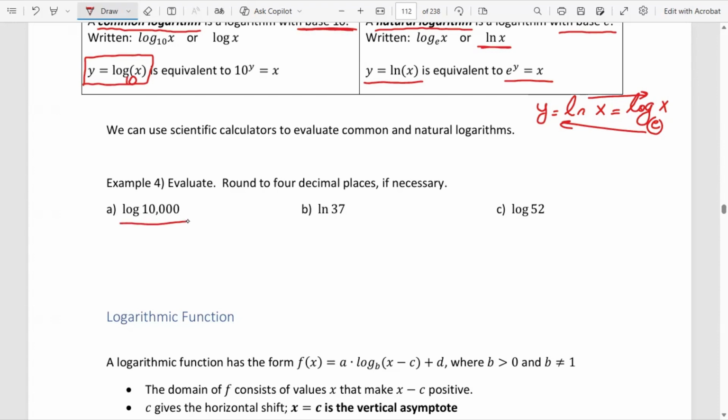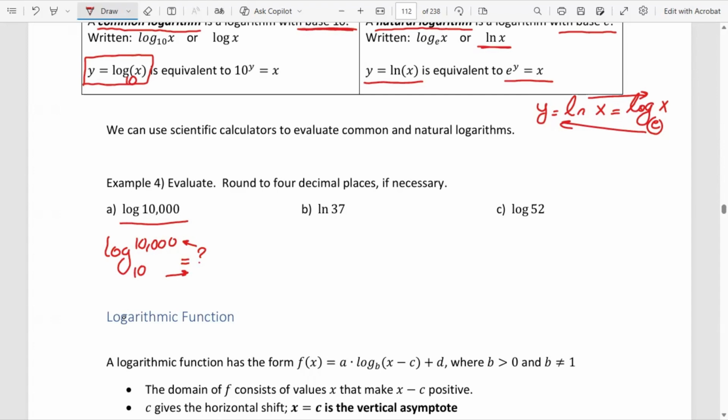First, we want to find the log of 10,000. The log of 10,000, when there is no base, that means the base is 10. That means you want to find the log of 10,000 when the base is 10. You want to find the power for 10. You want to see 10 to what power is 10,000.